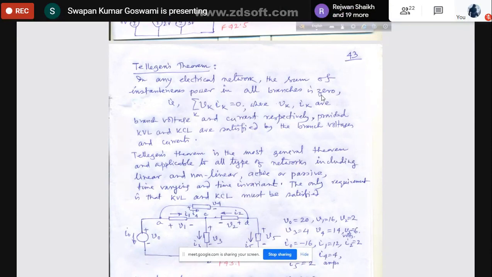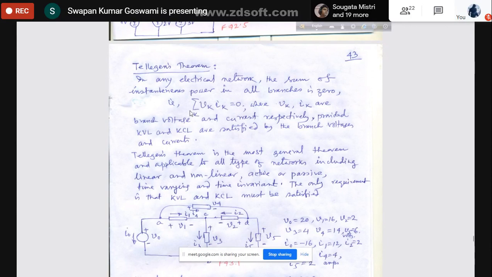That means whatever power is being generated, that much power also will be consumed. So you can say that this is nothing but the statement of conservation of power. Tellegen's theorem is therefore sometimes called the theorem of conservation of power. So in an electrical network, the sum of instantaneous power in all branches is 0.